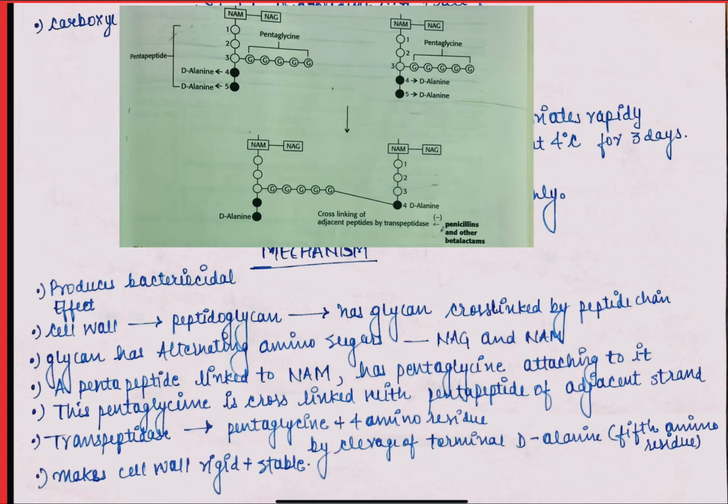Pentapeptide, what does pentapeptide mean? It has 5 amino acids, so it is attached to NAM, and also there is a pentaglycine which is attached to it. The pentaglycine is cross-linked with the pentapeptide of the adjacent strand, and that is possible because of some enzymes which are also known as penicillin binding proteins. These are transpeptidases. So what do these transpeptidases do? They do the cross-binding of the pentaglycine of one strand with the 4th amino acid residue of the pentapeptide of the adjacent strand by the cleavage of the terminal D-alanine, which is the 5th amino acid in the adjacent strand. And this cross-binding makes the cell wall rigid and stable.